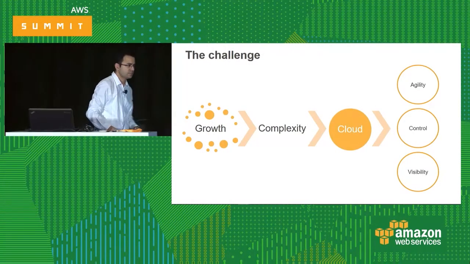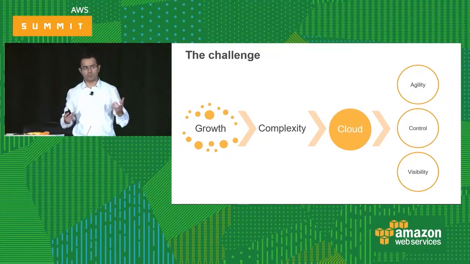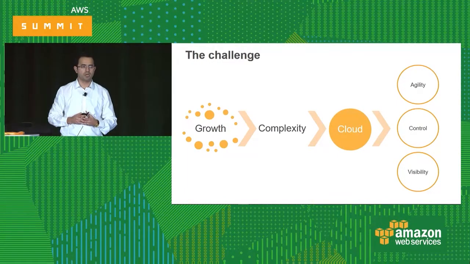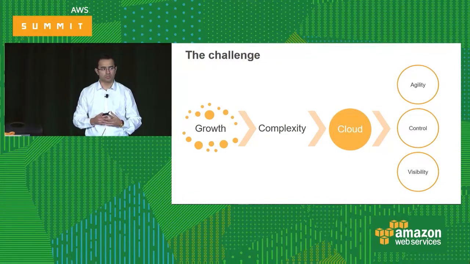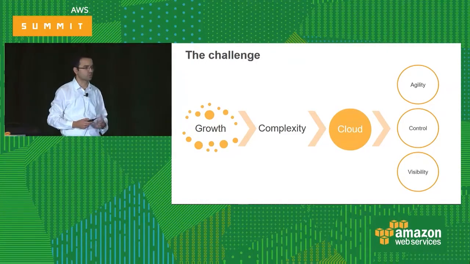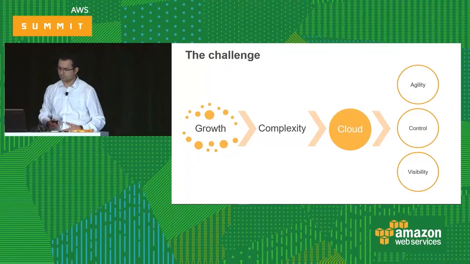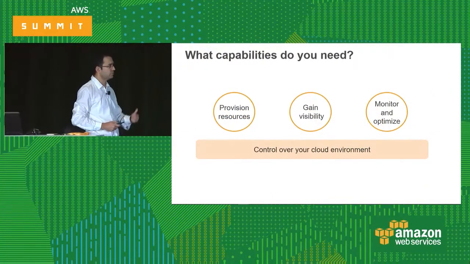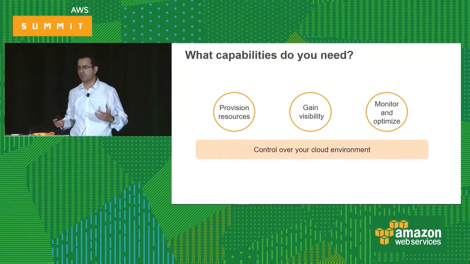As your business grows in size and complexity, your cloud computing needs change with it. Agility becomes a must. So you want to make sure that the management tools that you use not only support the agility, but also give you the visibility and the control that you need to manage your resources at scale. You need the capability to quickly provision resources across multiple accounts, across multiple regions at scale.